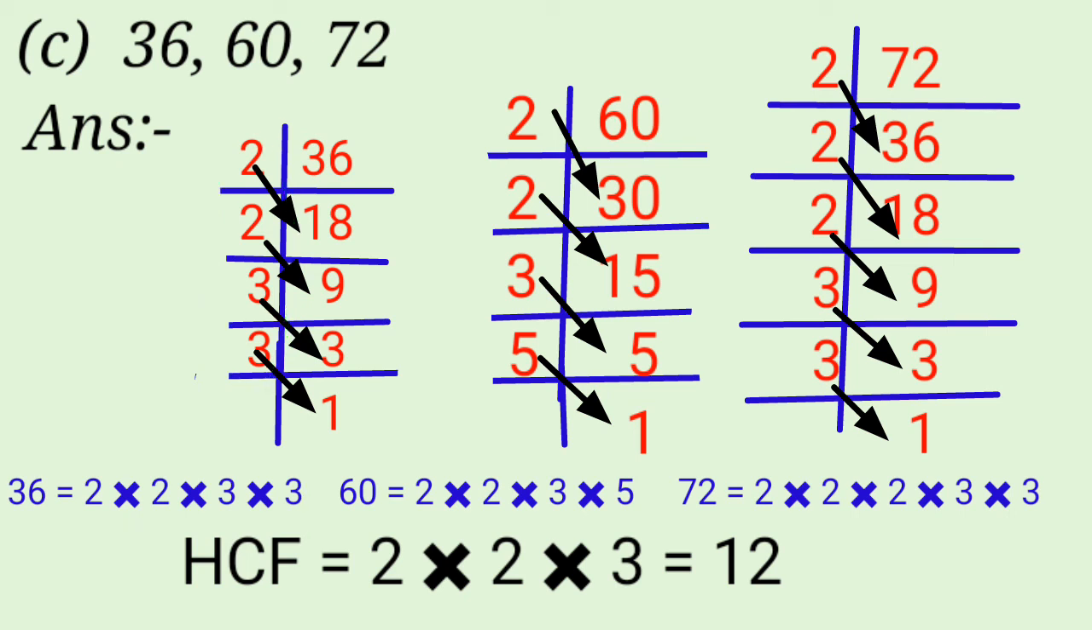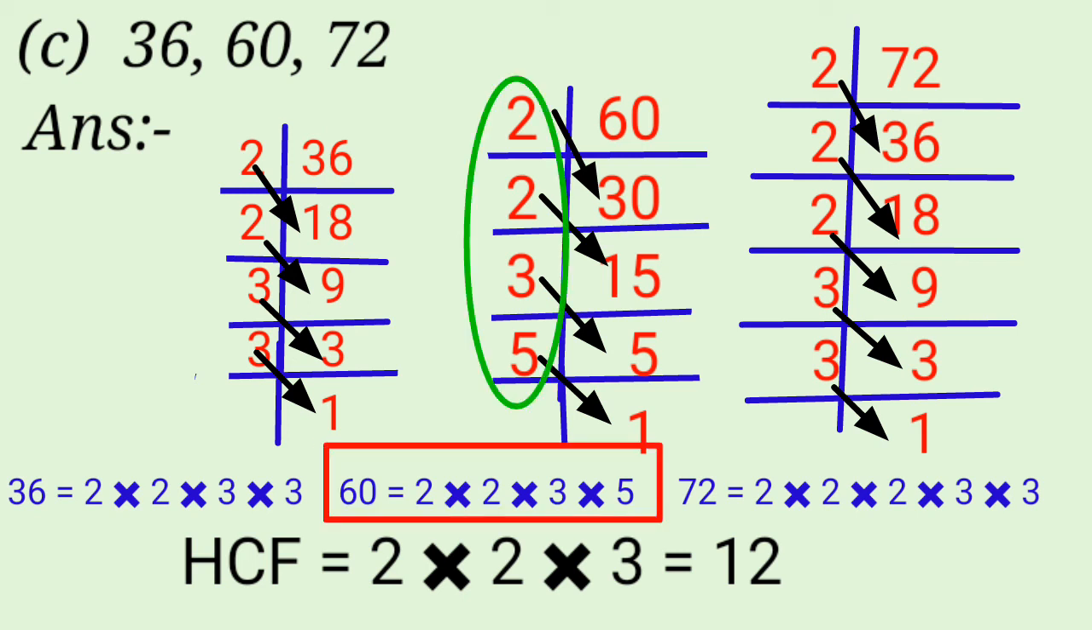Now factors of 60. 2 into 30 is 60. 2 into 15 is 30. 3 into 5 is 15. 5 into 1 is 5. So we get 1 at the bottom. So factors of 60 is equal to 2 into 2 into 3 into 5.